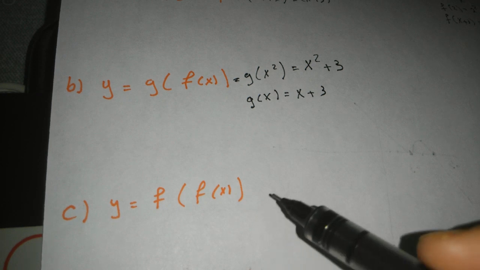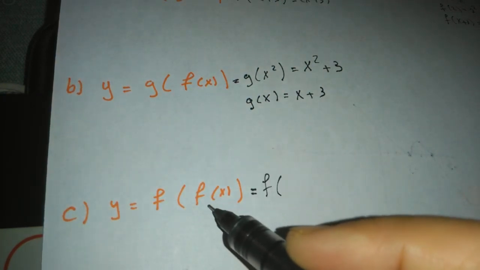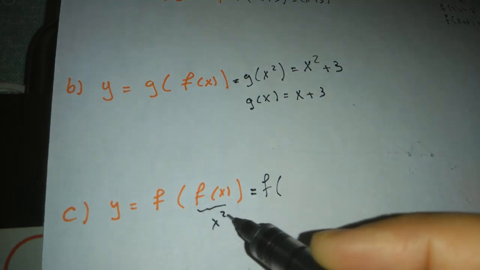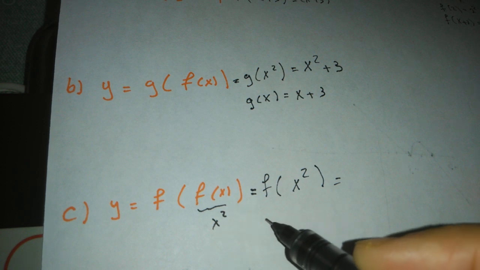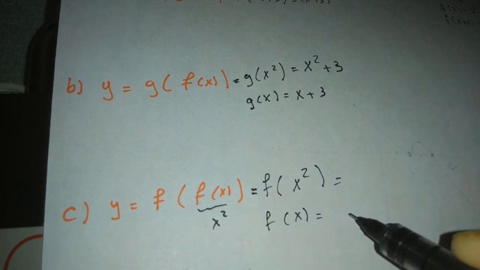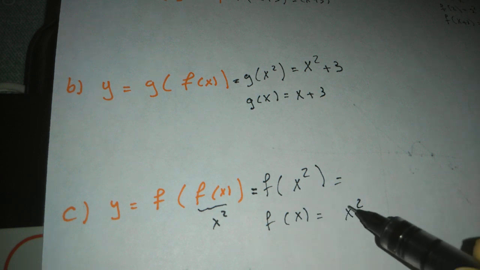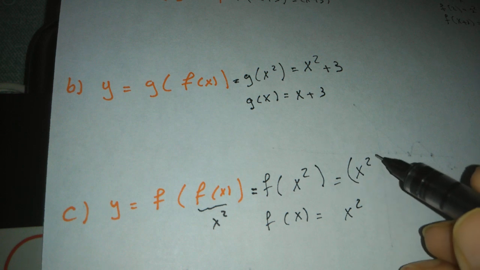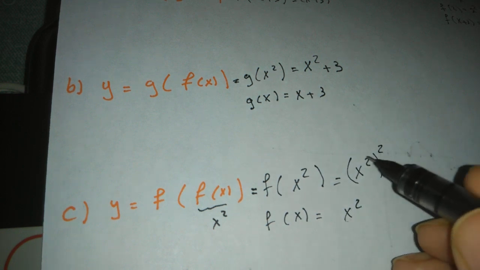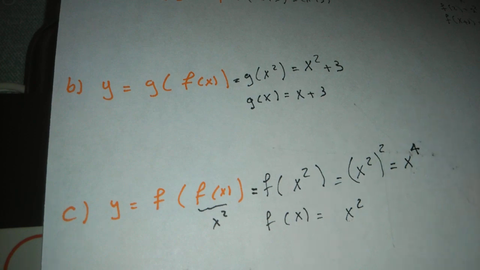Next one, f of f of x. I know f of x is x power 2, so instead of that, I put x power 2. Now f of x is equal to x power 2. f of x power 2 means instead of the x, I substitute x power 2. So instead of the x, I put x power 2, but I have another power after. It's going to be x power 4.